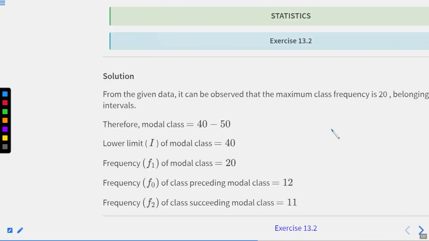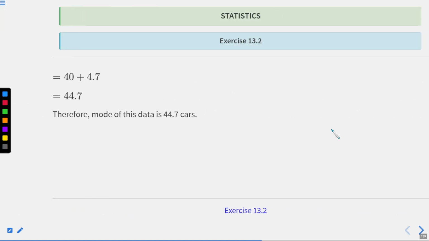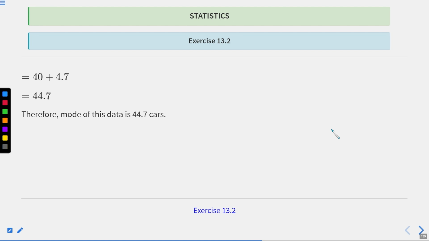So in this lecture basically we have covered NCERT exercise 13.2. And in this lecture we found the mode of the given data and the mean of the given data.